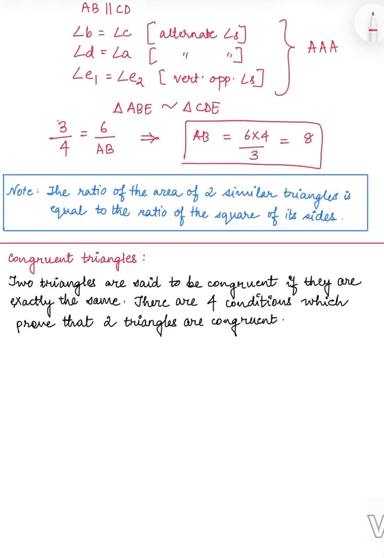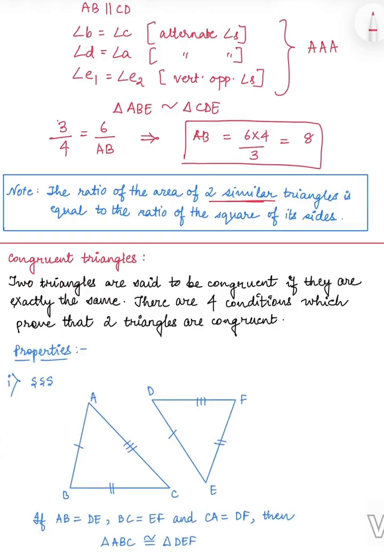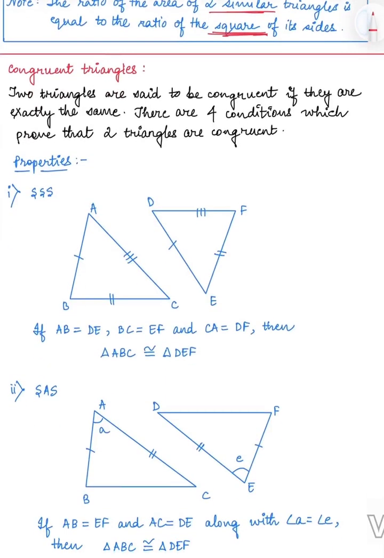Now keep this in mind that the ratio of the area of two similar triangles is equal to the ratio of the square of its sides. We'll use this concept later. Now we are coming to the next important concept, that is the concept of a congruent triangle. Two triangles are said to be congruent if they are exactly the same. So if two triangles have all the 6 things, that is 3 angles and 3 sides the same, then they are said to be congruent.